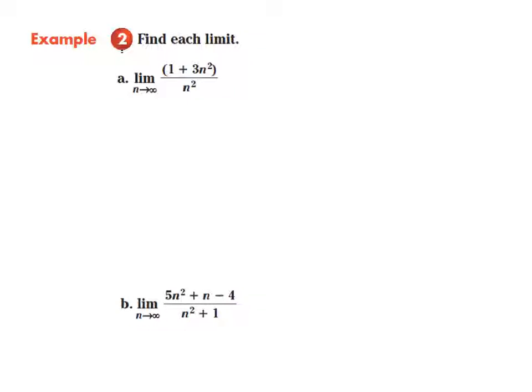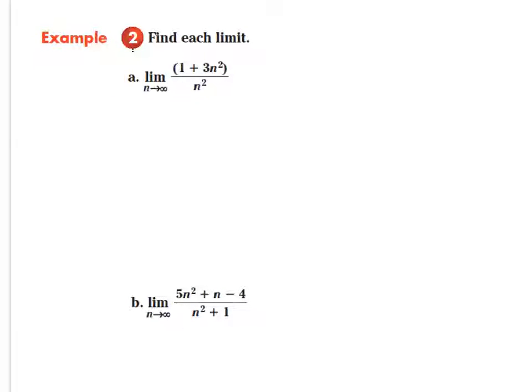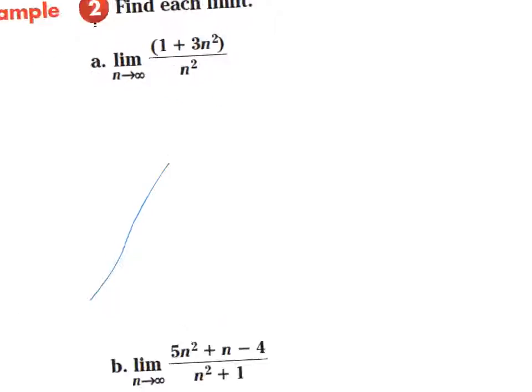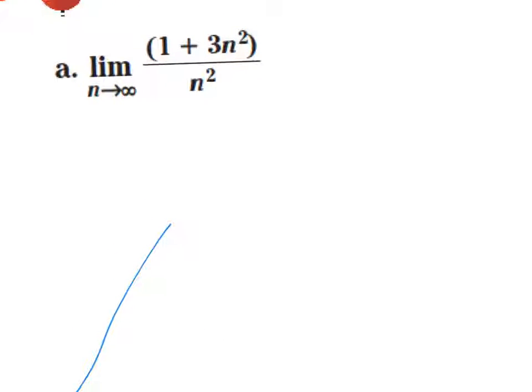Example 2. Okay, so example 2, find each limit. The limit as n approaches infinity of this expression. So same idea here. We can use those limit rules to split them up, right? So I can say the limit as n approaches infinity of 1 over n squared plus the limit as n approaches infinity of 3n squared over n squared.